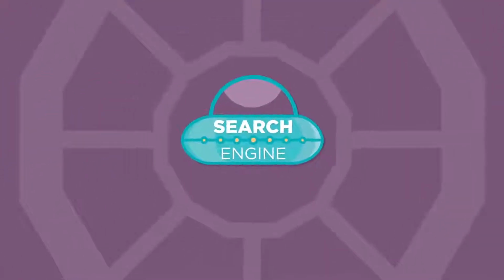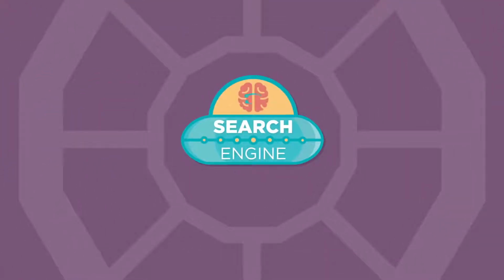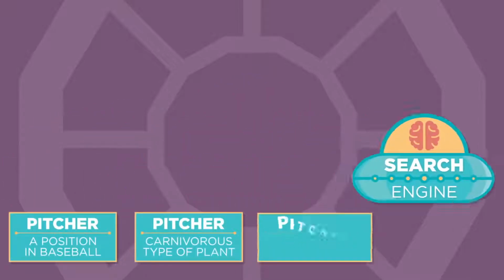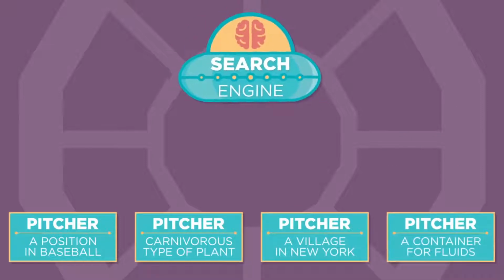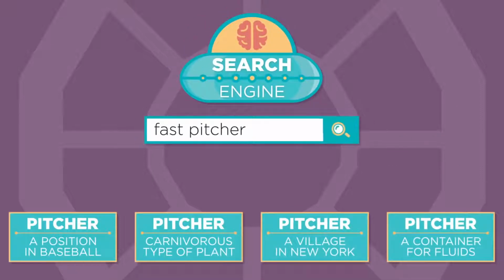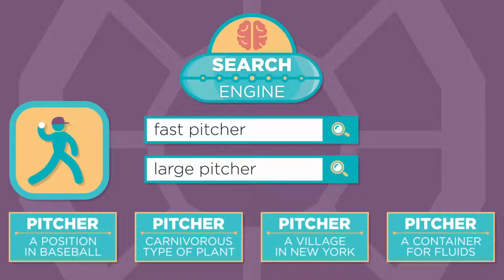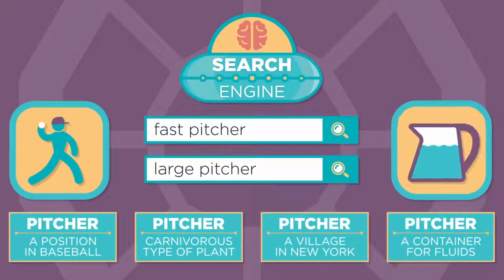Modern search engines also understand more than just the words on a page, but what they actually mean in order to find the best one that matches what you're looking for. For example, if you search for fast pitcher, it will know you're looking for an athlete. But if you search for large pitcher, it will find you options for your kitchen.